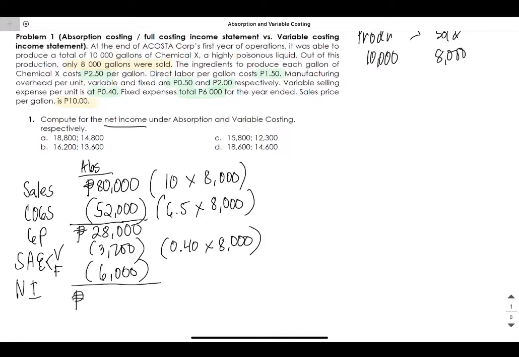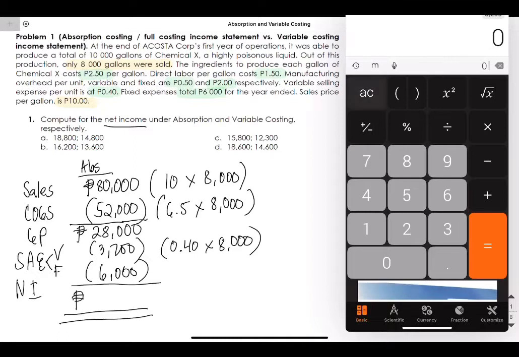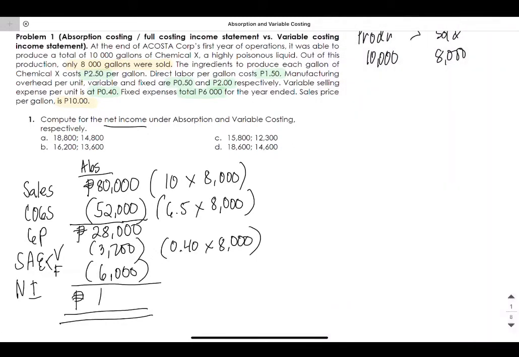So your net income under absorption costing amounted to, let's see, 28,000 less 3,200 less 6,000. So we have 18,800. This is your operating income or net income under absorption costing.